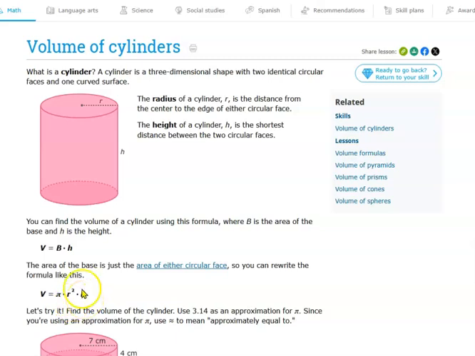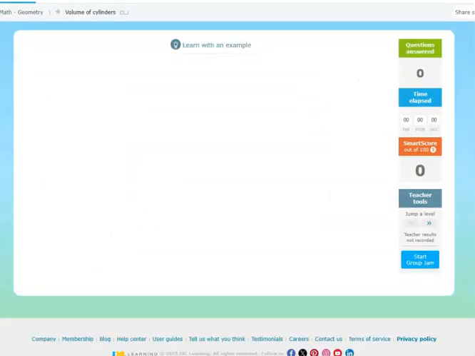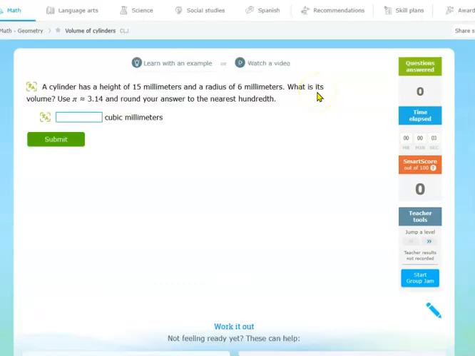Okay, so I'm going to click back over to our problem. And we actually have a new problem now, but that's okay. We know our formula. I'm going to go ahead and write that on the board. So all of these problems involve cylinders, so volume is equal to pi, but they want us to use 3.14 instead. So 3.14 times the radius squared times the height.